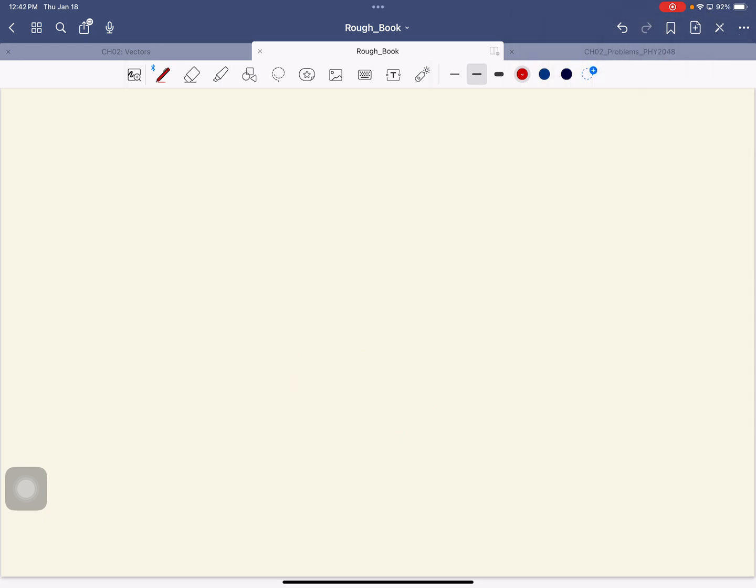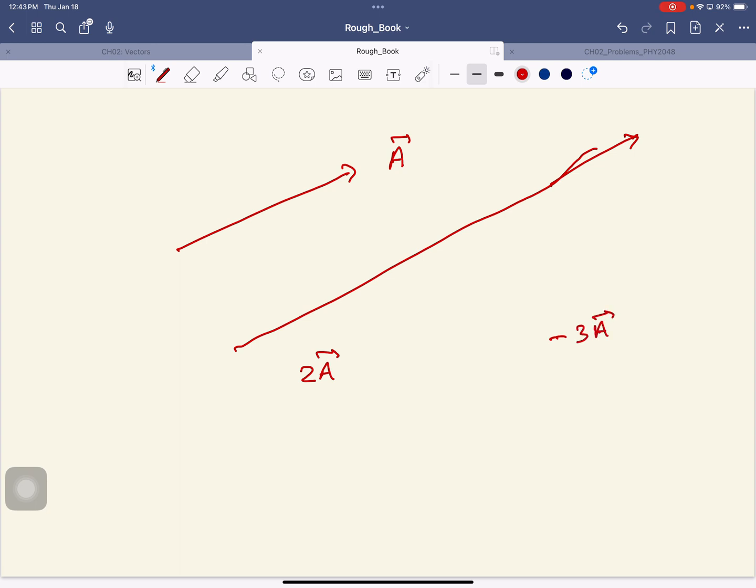So here's A. What do you think 2A is? Double the length. Okay, very good. That's a good guess, right? And what is minus 3A? Three times the line that goes in a different direction. That's right, in the opposite direction. So this is minus 3A.